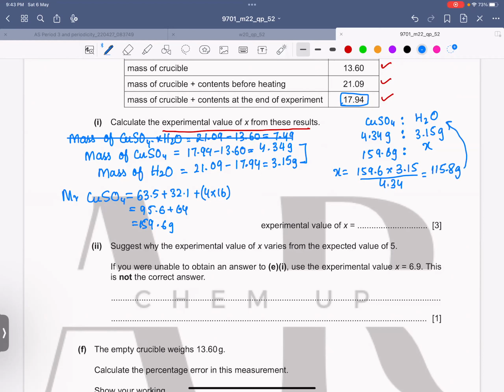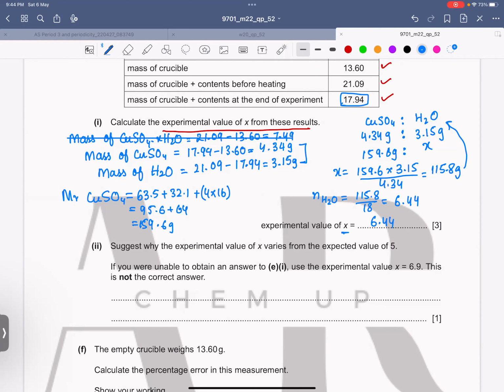And in the formula, the X basically represents the moles of water. So I will turn these grams of water into moles. It would be 115.8 divided by the Ar of water, which is 18. 6.43. Is there any other figure after 3? 435. So it must be then 6.44. So the experimental value of X is 6.44.